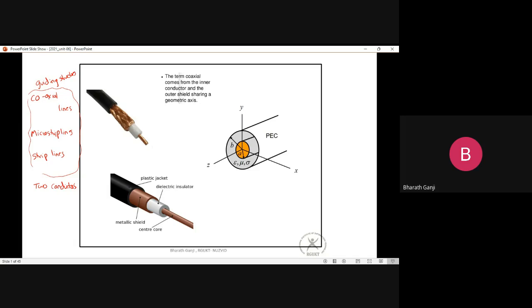So two conductors implies that you'll definitely have a transverse electromagnetic mode. Depending upon the shape, there is a chance of propagation of a transverse electromagnetic wave on these structures also, along with the TE and TM modes, but we'll look into those things. These are the things which you will be learning in this unit.